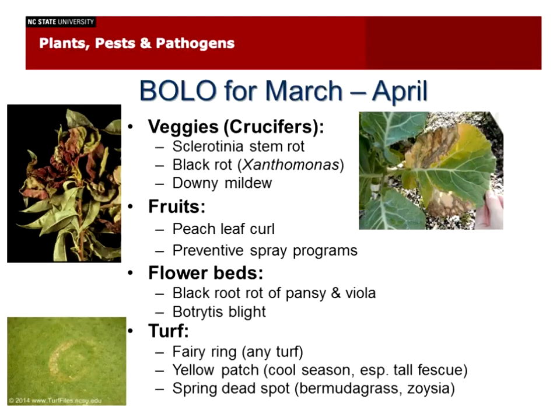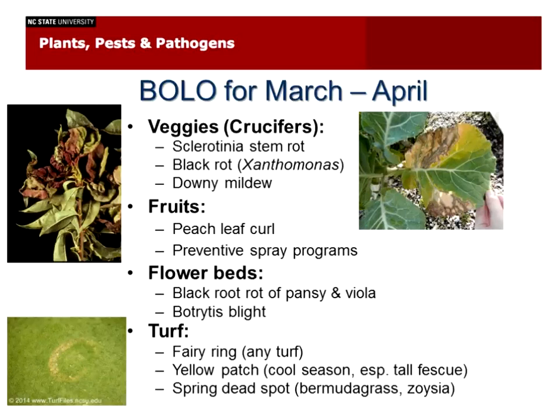Not too many veggies out there yet, but on the crucifers, be looking for Sclerotinia stem rot, for black rot, and possibly downy mildew. Peach leaf curl on peach trees could be something we'll see, and of course, be sure to start your preventive spray programs for your fruits. In the flower bed, a little botrytis blight here and there, and maybe some black root rot of pansy and viola as the winter bedding plants get toward the end of their useful season.